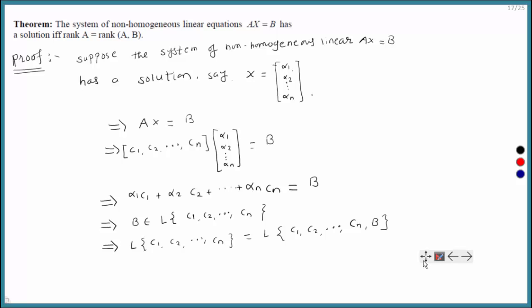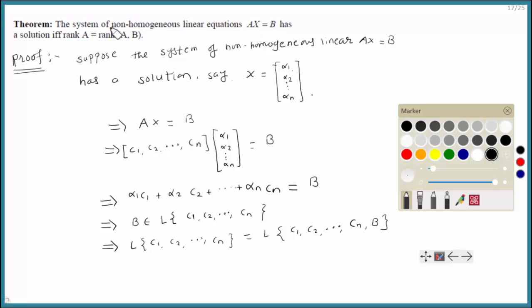Hello students, today we are going to discuss the topic: the necessary and sufficient condition for existence of a solution for a non-homogeneous system Ax = B. The system Ax = B of non-homogeneous linear equations has a solution if and only if rank of A is equal to rank of [A|B].